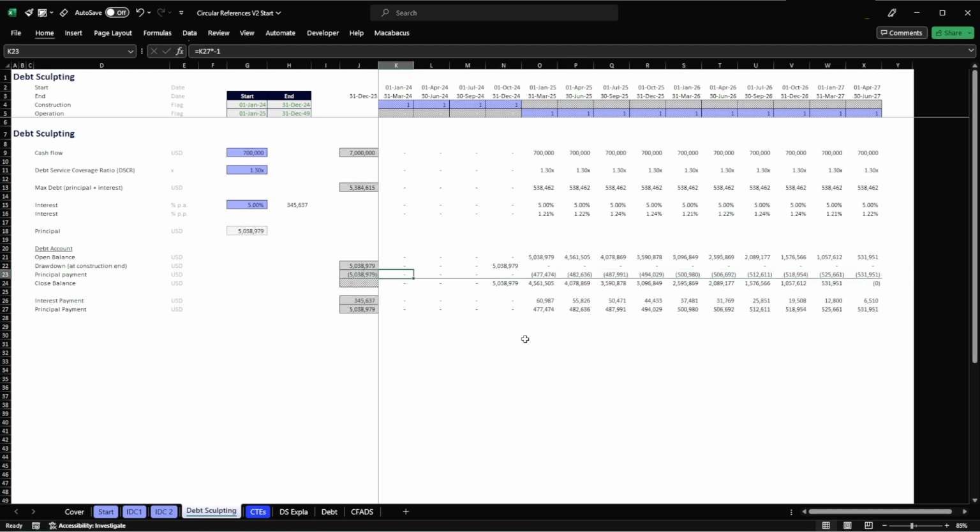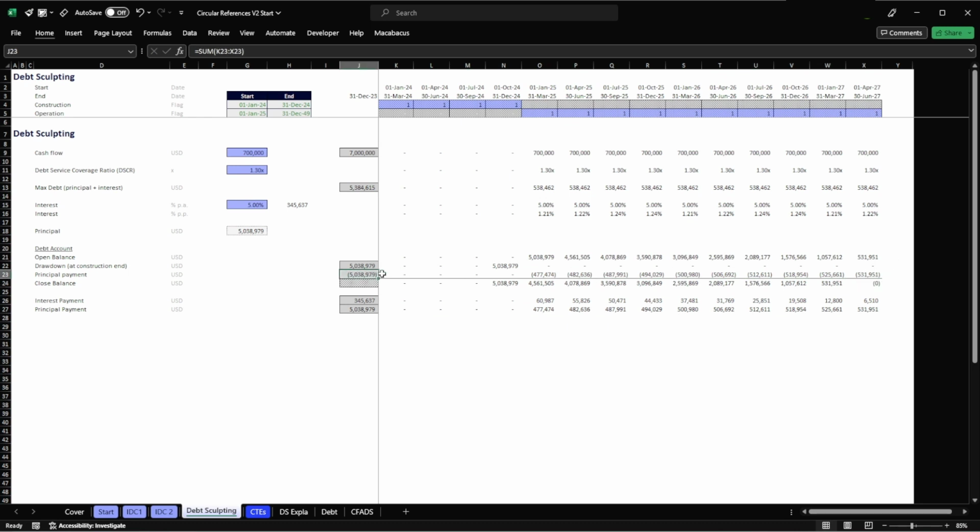So let's see if everything makes sense in here. What do we have? We are getting the 5 million that we calculated here, and we start repaying as a principal during the operations phase. By the end of our debt tenor, we have a 0 closing balance. We have paid all our debts.